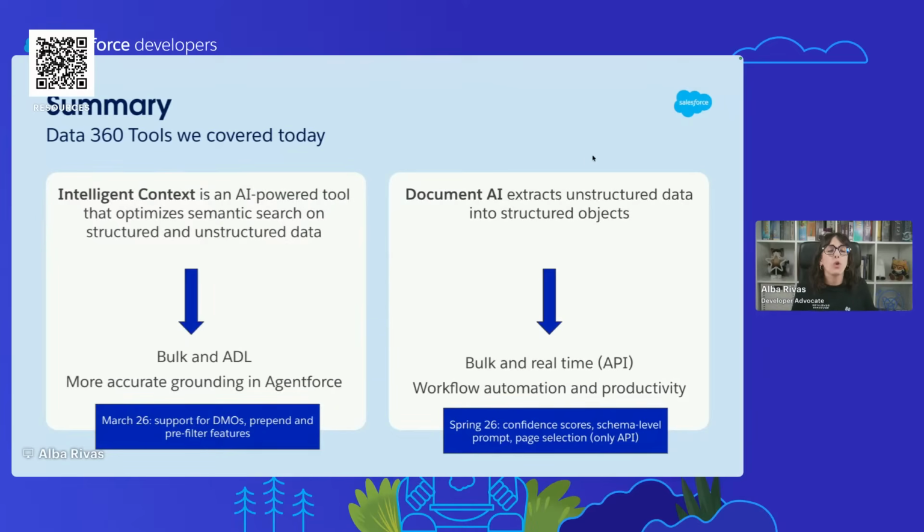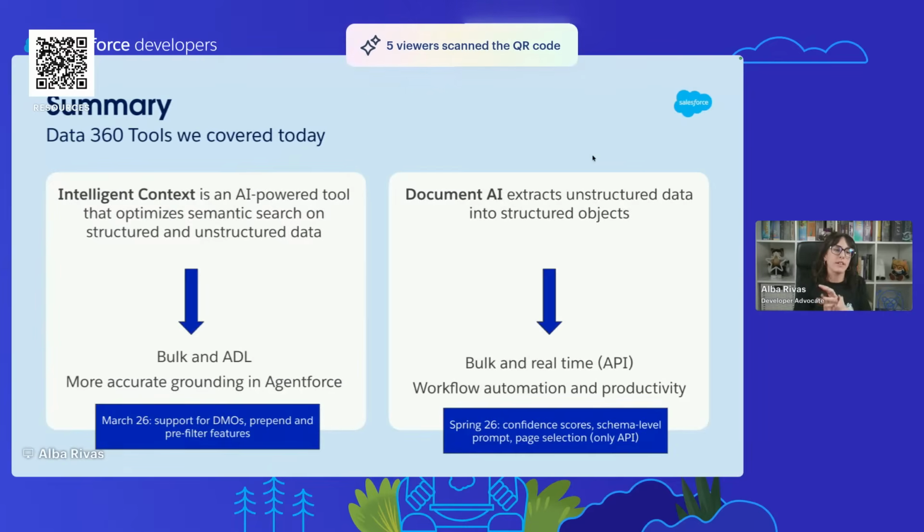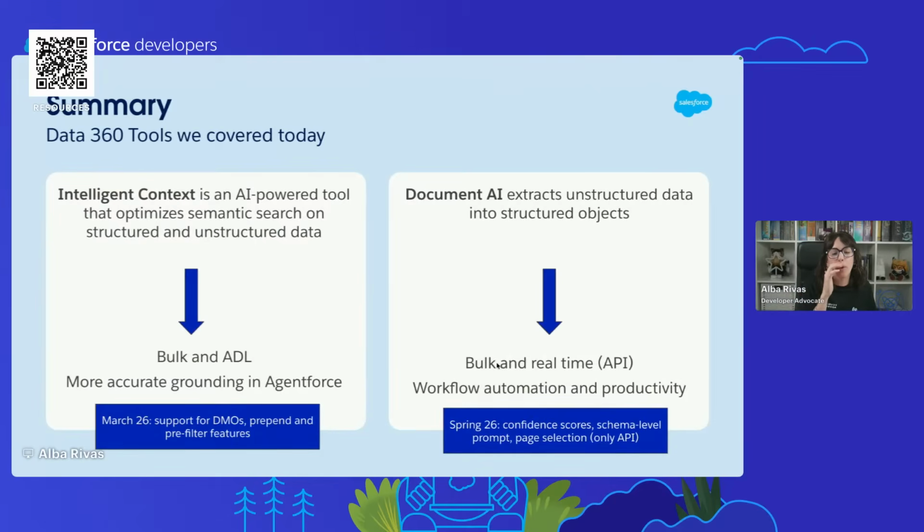And second, we saw Document AI, which helps you extract unstructured data into unstructured objects. There are two pipelines or operation modes that developers and admins can implement, which are the bulk use case, the demo that we saw today, where we want to create a structure configuration and apply it across all my resumes, and the real-time use case, which we didn't cover today, but you have some nice videos among the resources that I'm going to share right now. And of course, the benefit of this tool is workflow automation and productivity.